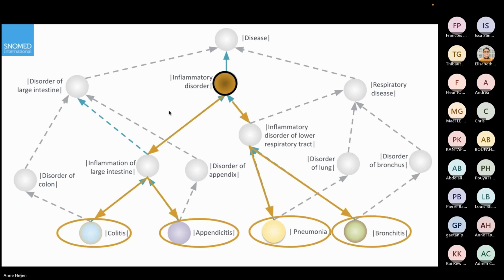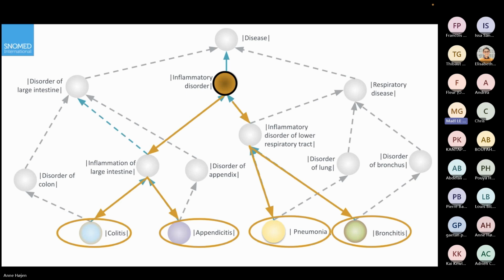And we use this subtype hierarchy. This is where you recall the descendants-of symbol from the expression constraint language. This is essentially what it does. What are the descendants of inflammatory disorders? Well, we use the ISA relationships to traverse down the hierarchy and find all the subtypes.